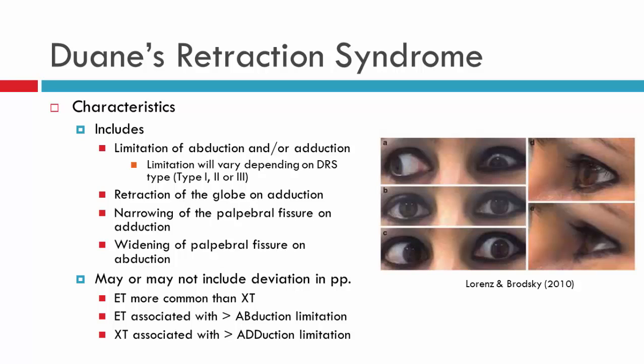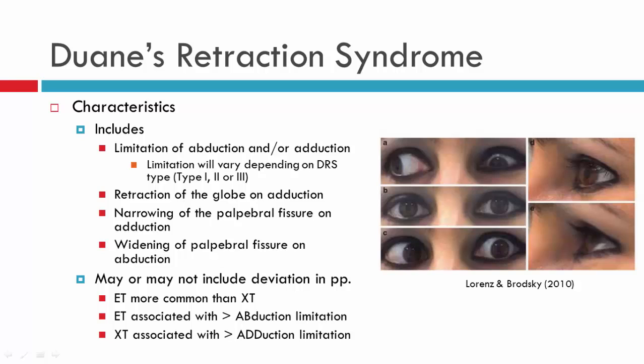So we've talked about in previous videos that where you see limited abduction, as we do in this patient, you need to consider a sixth nerve palsy, and if it's a child, a congenital sixth nerve palsy is an example. So what you're looking for to differentiate between the sixth nerve palsy patient and the Duane's retraction syndrome patients are these lid changes, the globe retraction and so forth. These do not occur with a sixth nerve palsy.